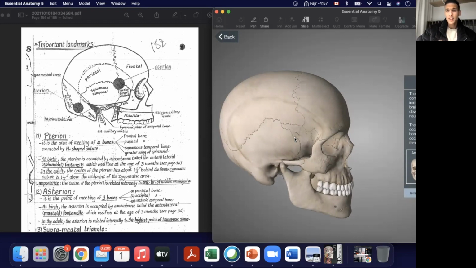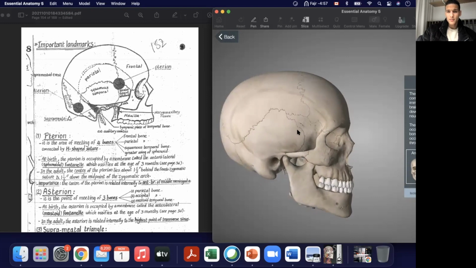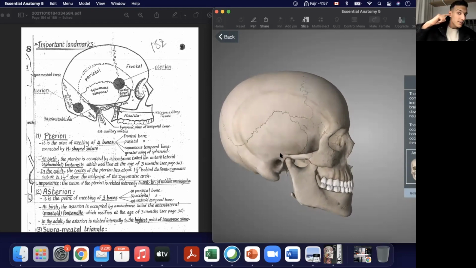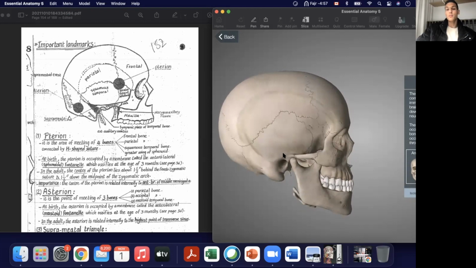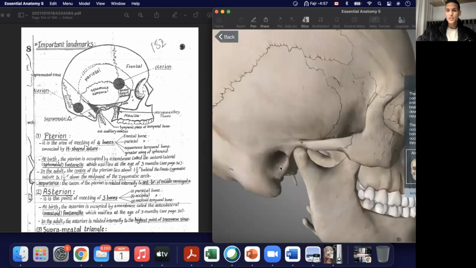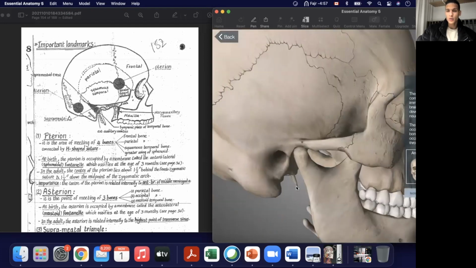Some other important features: we see the external acoustic meatus, which is just the bony part at the beginning of the middle ear. That's the external acoustic meatus. You can also see other structures such as the styloid process, and of course the mastoid process.